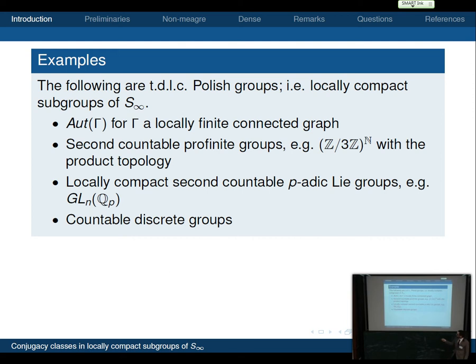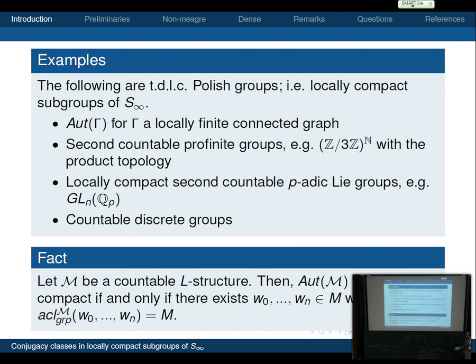And for the model theorists in the audience, if I just give you a Polish group or a closed subgroup of S infinity, how do I know the automorphism group is locally compact? There's an easy exercise to see that if you have a countable L-structure, then the automorphism group is locally compact if and only if there's some finite collection of elements such that the group-theoretic algebraic closure is equal to the whole thing. And group-theoretic algebraic closure is the collection of elements of M that have a finite orbit under the pointwise stabilizer of these elements in the automorphism group.